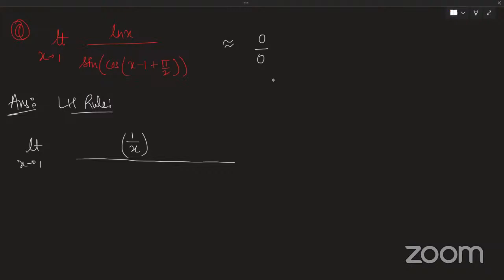That would be the second term. What would be the first term? Cos of cos of x minus 1 plus pi by 2. Yeah, great. This is the first term, right? What about the second term? Minus sine of x minus 1 plus pi by 2. Great. What about the next term?